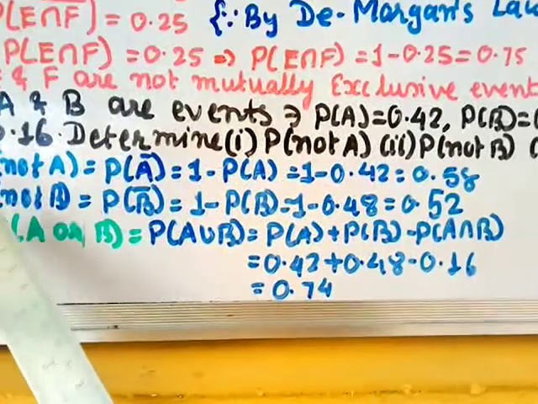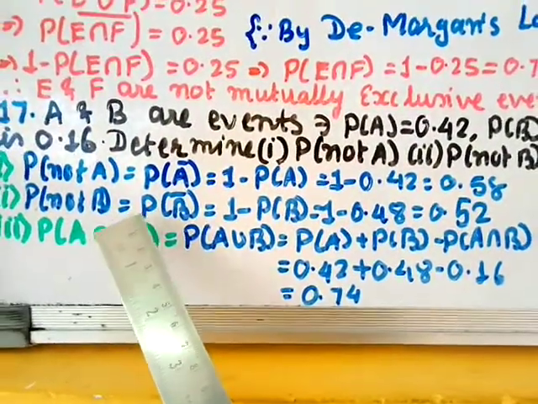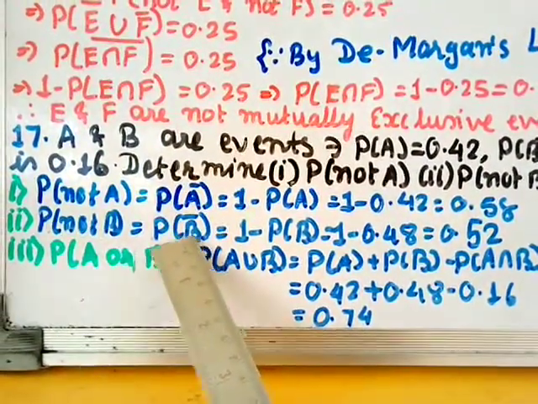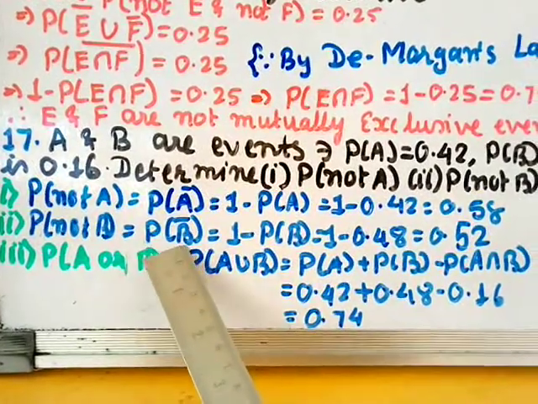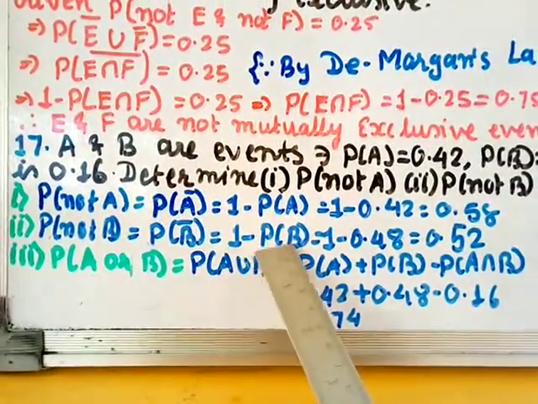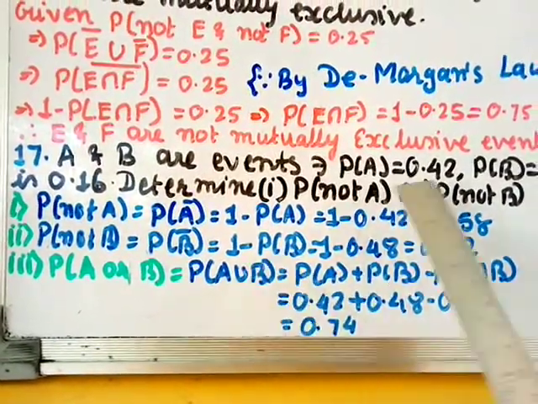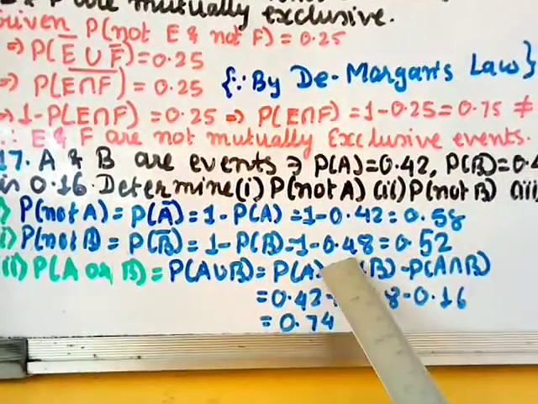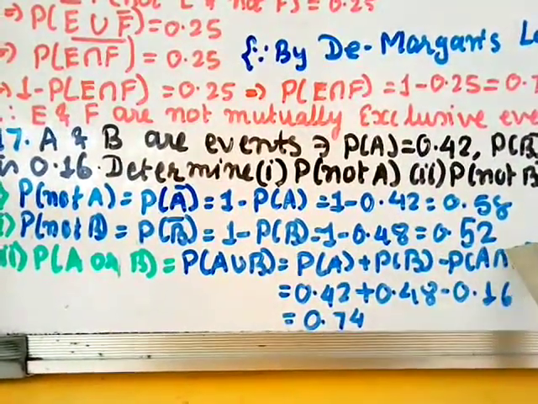Then part 2 is P of not B. Same formula. First I am writing it in mathematical form, P of not B. The formula is 1 minus P of B. P of B is given to us as 0.48. The difference is 0.52.